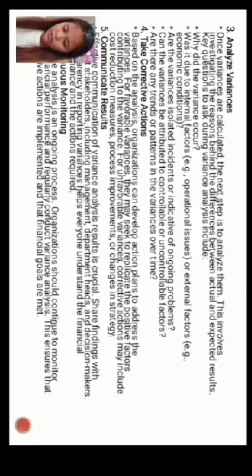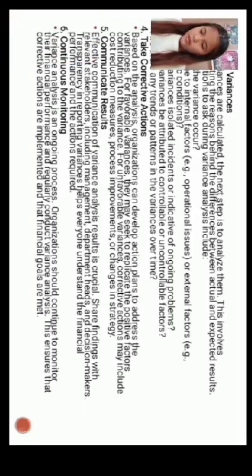Here are key questions to ask during variance analysis. First, why did the variance occur? Was it due to internal factors, for example operational issues, or external factors such as economic conditions? Next, are the variances isolated incidents or indicative of ongoing problems? Can the variances be attributed to controllable or uncontrollable factors? Are there any trends or patterns in the variances over time?